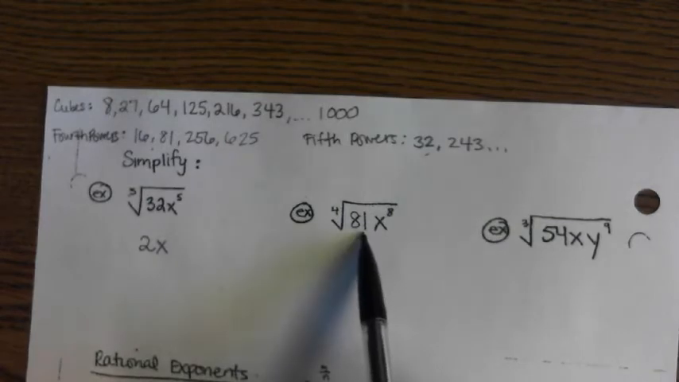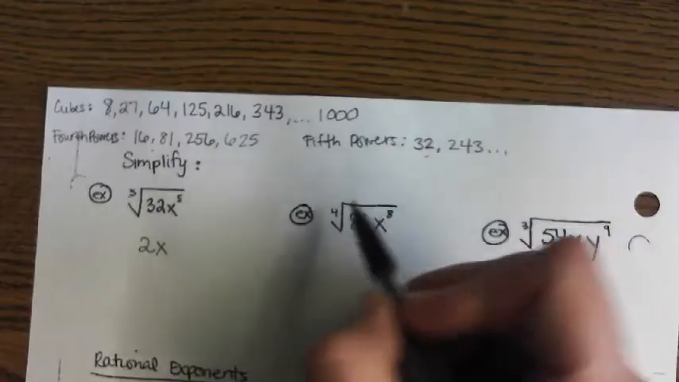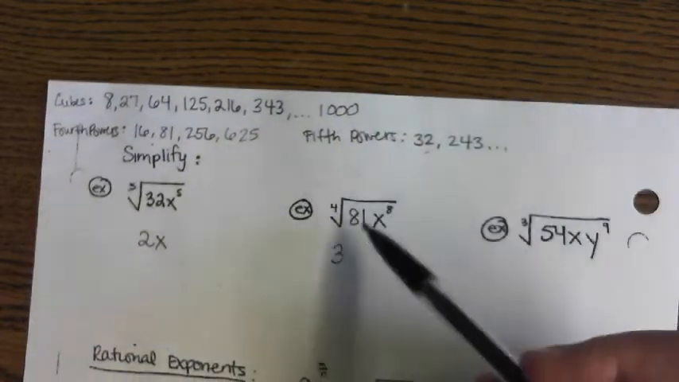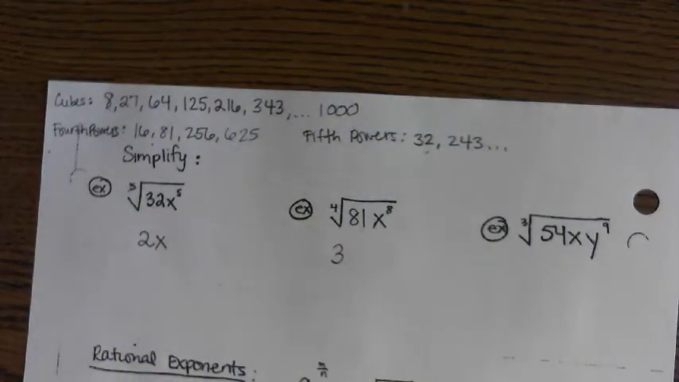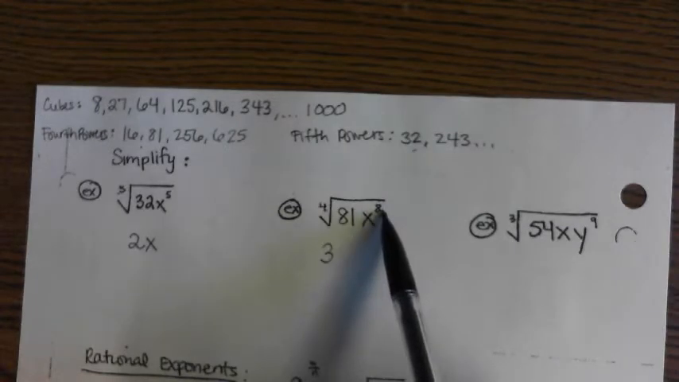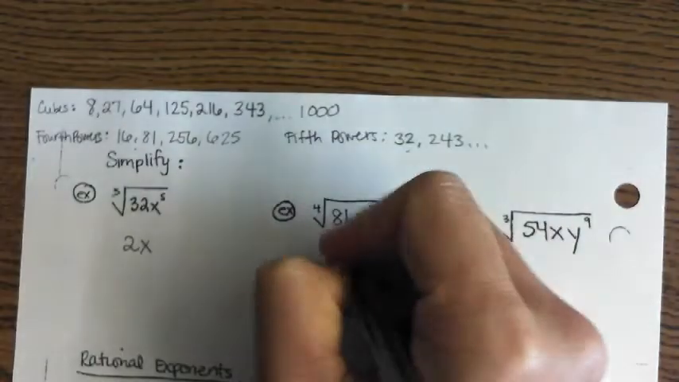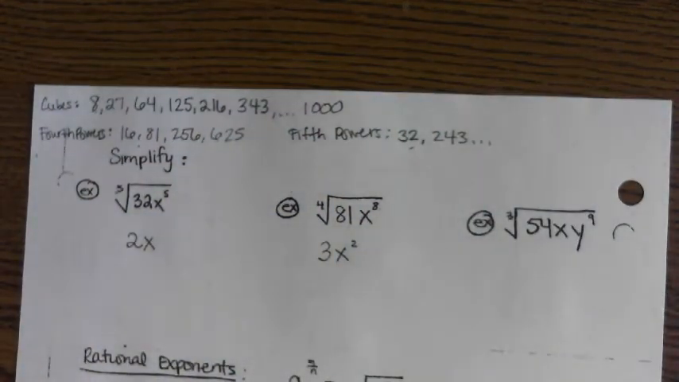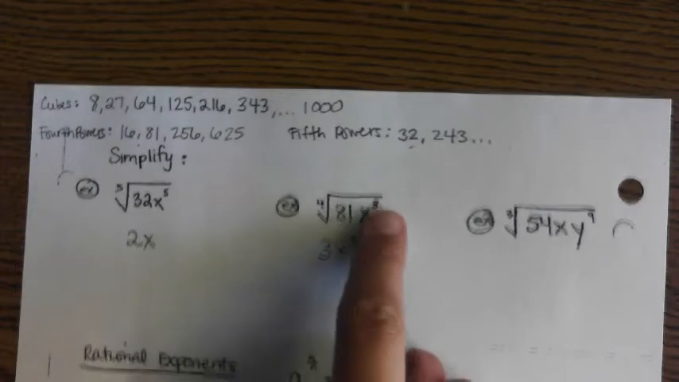4th root of 81, again, that works out perfectly. That's just 3. And then the 4th root of x to the 8th. Essentially, when you're looking at exponents, you're looking for how many times 4 goes into that. Twice, right? x squared. Now this is an interesting circumstance because it was an even root with an even power.